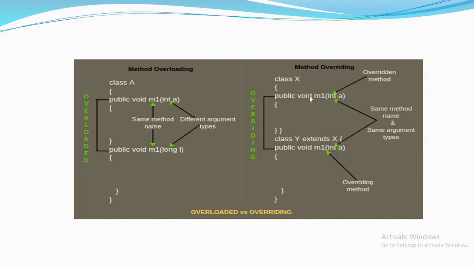So this is the difference between method overloading and overriding. Method overloading uses the same method name with a different number of arguments. In method overriding, we use the same function in the parent class and subclass.